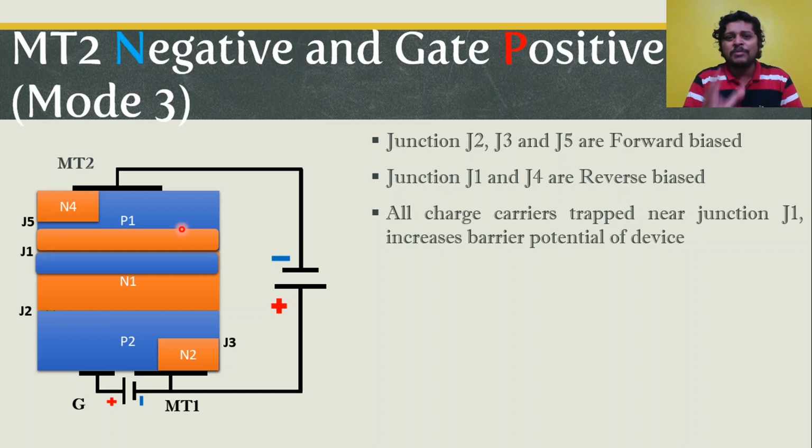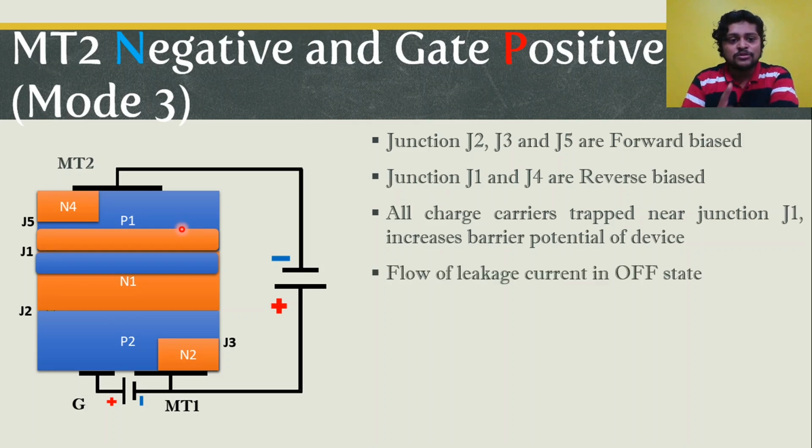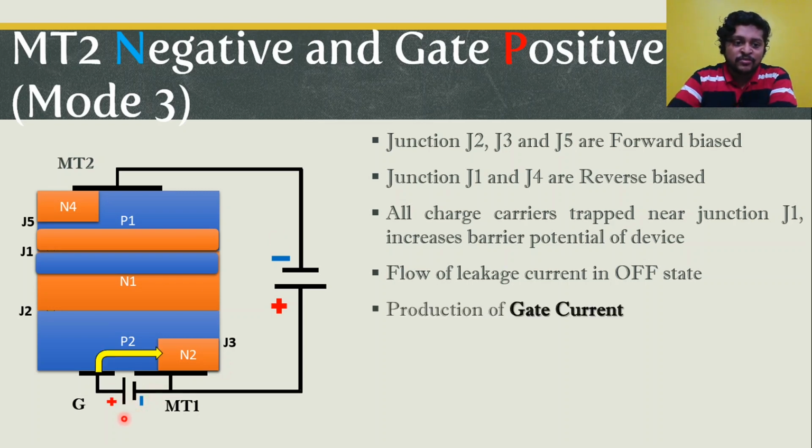But we know that there will be a minute current due to the minority charge carriers, and that will be called leakage current or saturation current, but the device remains in off condition. As the gate is at positive potential, it allows a gate current to be established. The gate current will be established from positive through gate, through P2, through N2, through MT1, through negative, where it will be grounded.